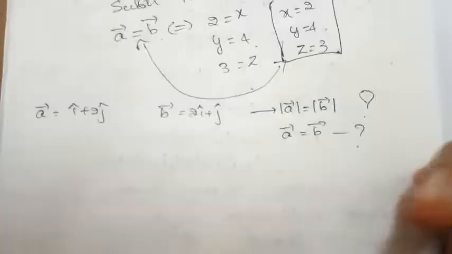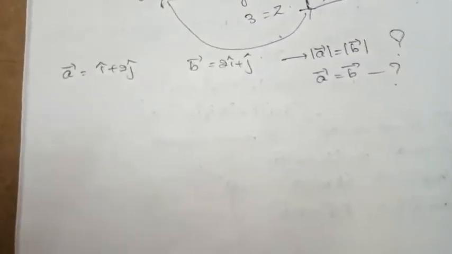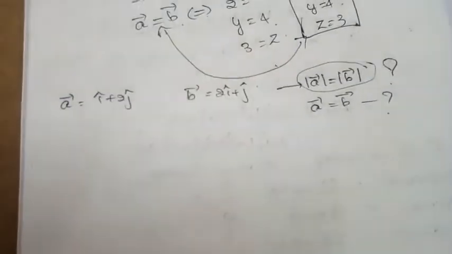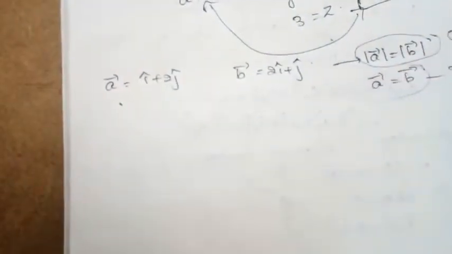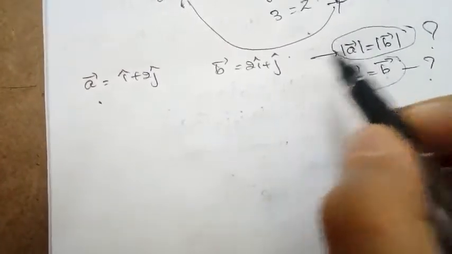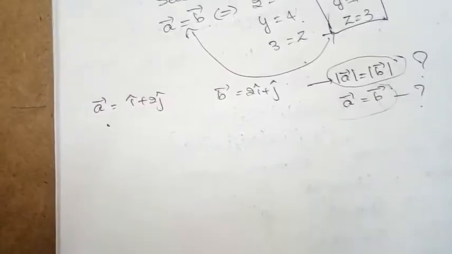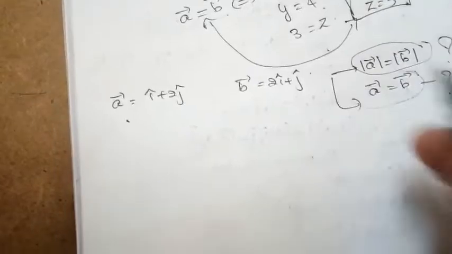Here is another question which will give you a clear understanding of the difference between saying the magnitudes of two vectors are equal and saying the two vectors are equal. They have given two vectors: vector A is 1i cap plus 2j cap and vector B is 2i cap plus j cap, and they asked us to check whether the magnitudes of these two vectors are equal and also whether these two vectors are equal.